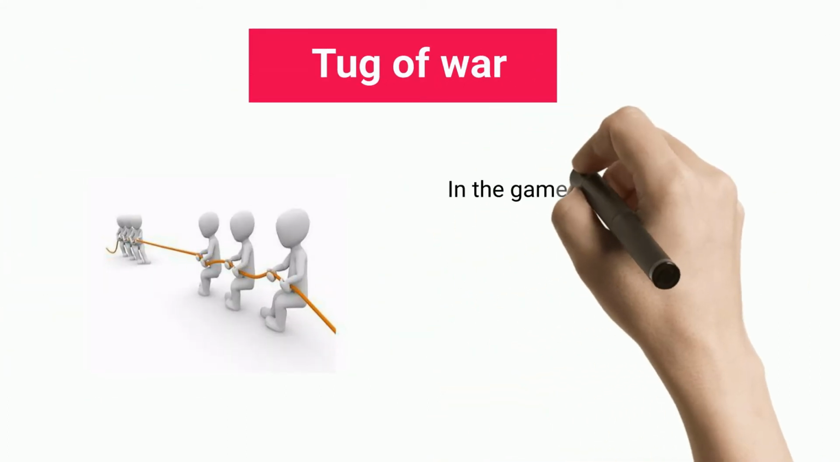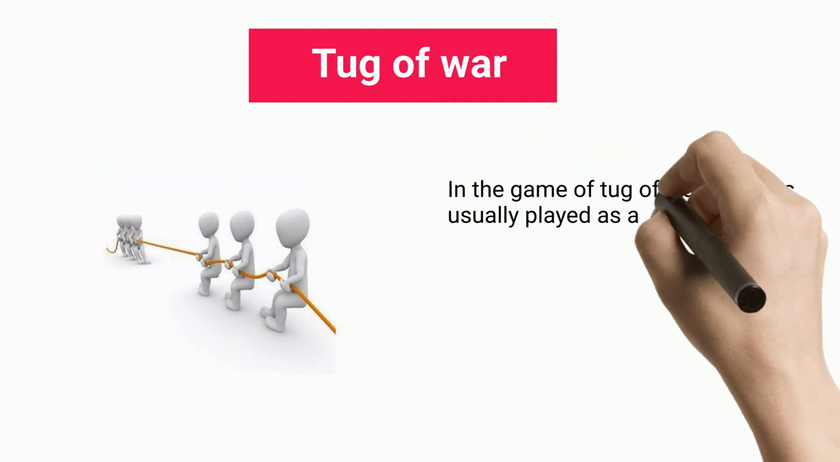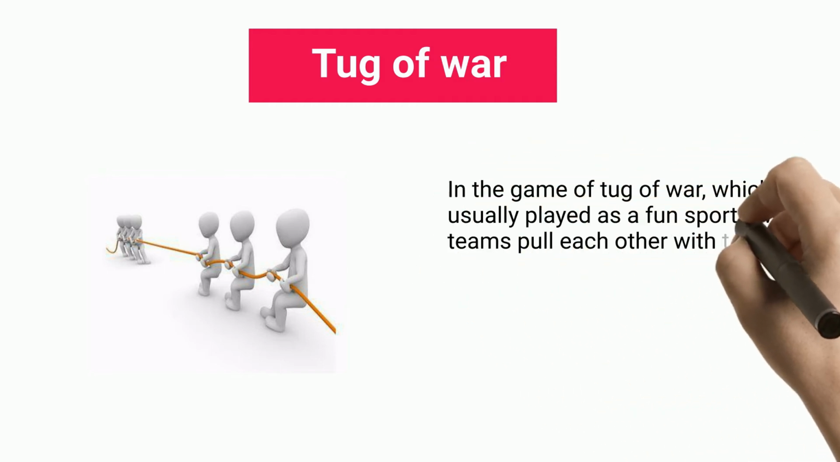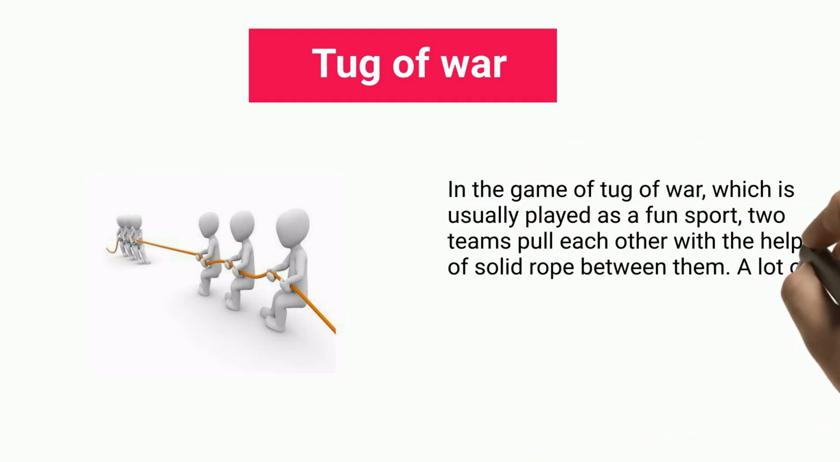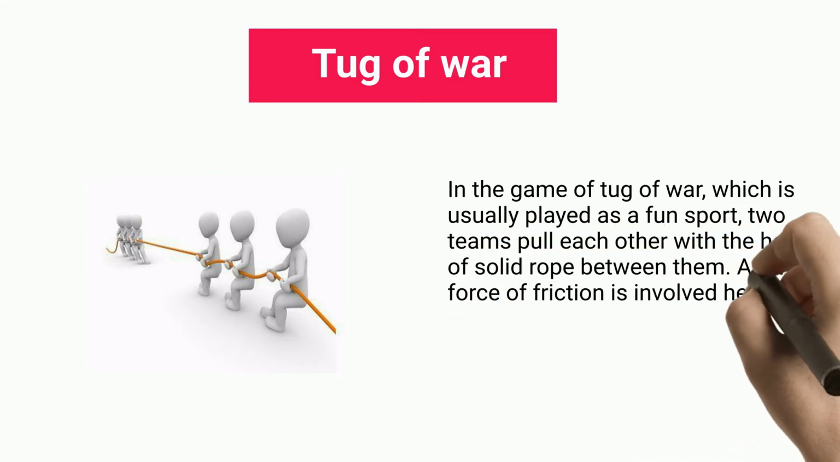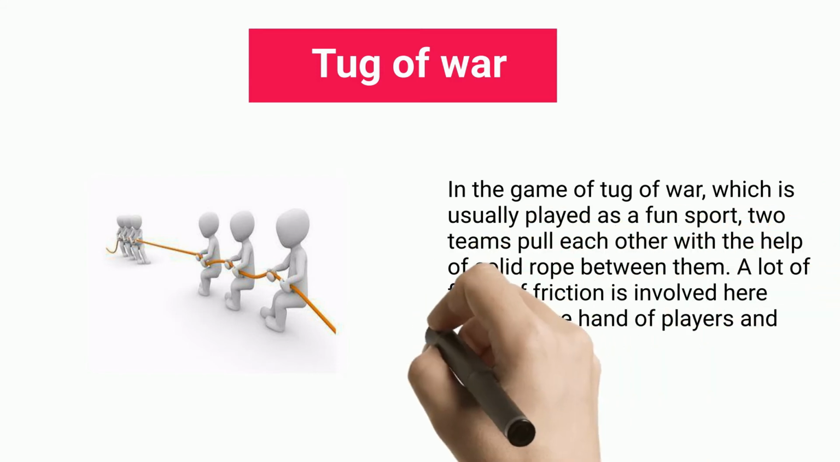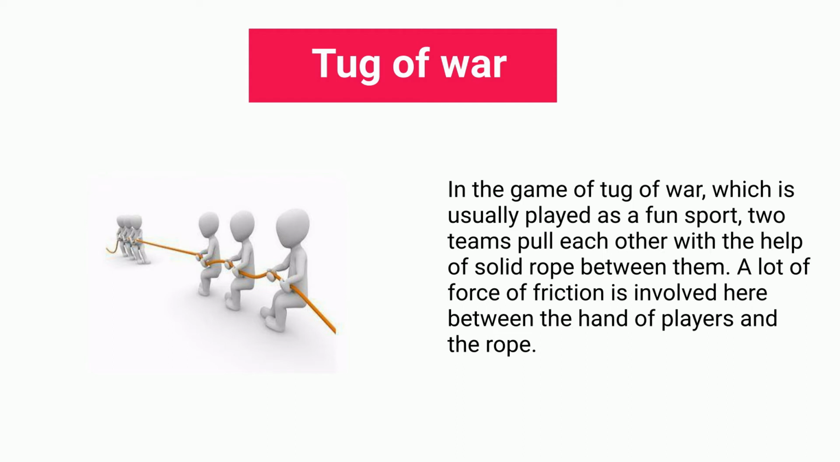Tug of war. In the game of tug of war, which is usually played as a fun sport, two teams pull each other with the help of a solid rope between them. A lot of force of friction is involved here between the hands of the players and the rope.